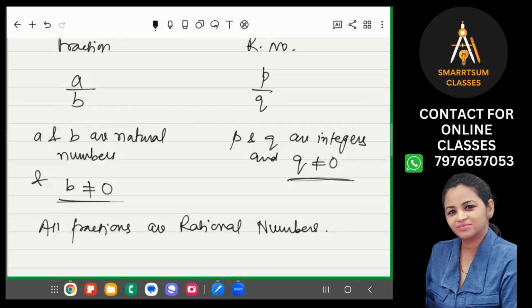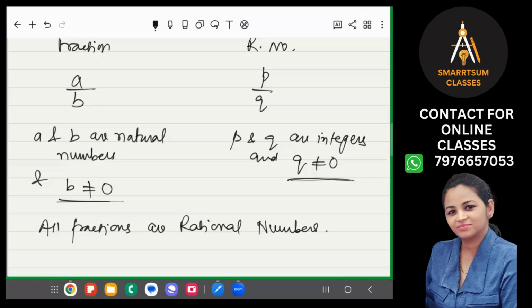Right. So all rational numbers are not fractions. Fraction is a part of a whole, right? This whole can be anything. It can be a food item, it can be a log, it can be anything which can be divided. So this division cannot be negative, right? So fraction cannot be negative, right? But rational number can be negative.